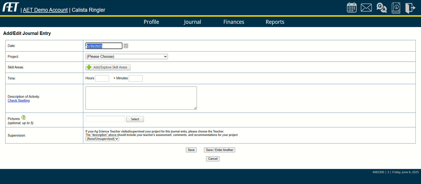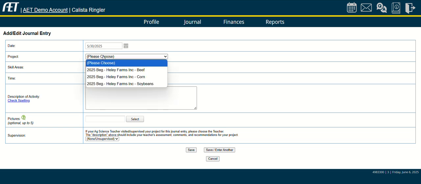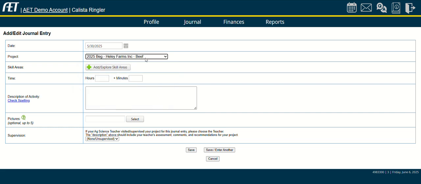The date stayed at what I had selected, and now it's going to ask me to choose between my three projects. So what did I do with beef for that third of the month? Those 100 hours, maybe I spent 25 of them feeding cattle. I mixed rations and delivered them to the correct pen. I was responsible for filling water and ensuring that mineral blocks were available.